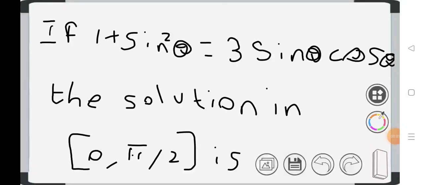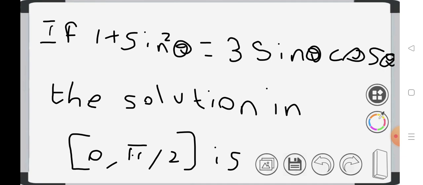Today let us discuss an IIT bit. So here is the question for us. If 1 plus sin square theta is equal to 3 sin theta cos theta, then the solution in 0 comma pi by 2 is what he is asking.